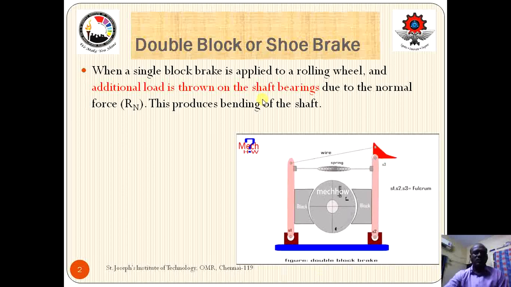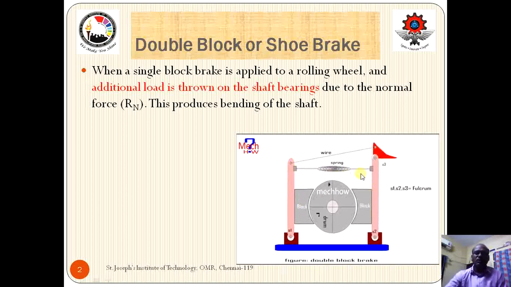When a single block brake is applied to a rolling wheel, the additional load is thrown on the shaft bearing due to the normal force. This produces bending on the shaft. So applying the force in only one direction will create a problem of shaft bending, or the bearing will soon get wear and tear, and your shaft may get bent.